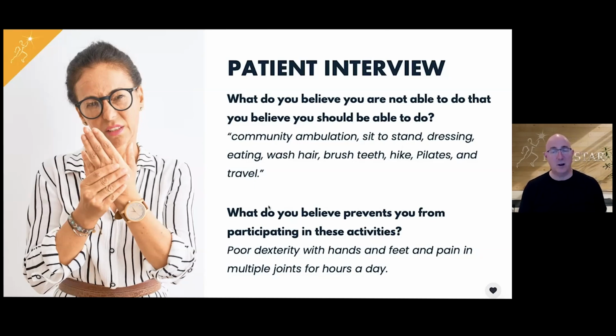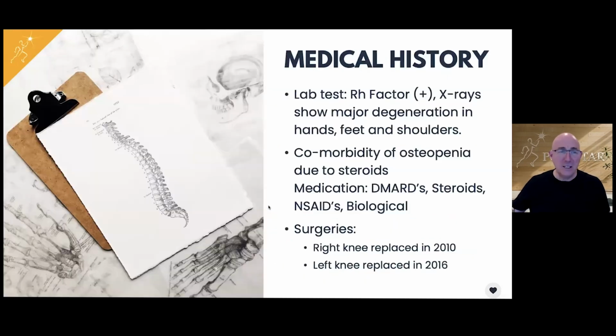She says, poor dexterity with the hands and feet and pain in multiple joints for hours a day. So she's a very classical rheumatoid arthritis client. I always like to present their medical history because I think it's important for you to also pick up their health history. And in her lab test, obviously she tested positive with the Rh factor for rheumatoid arthritis. Her x-rays show major degeneration in hands, feet, and shoulders. She has a comorbidity of osteopenia due to steroids.